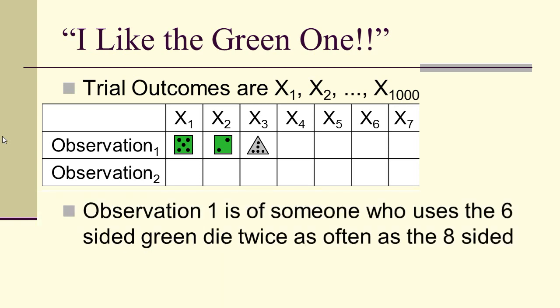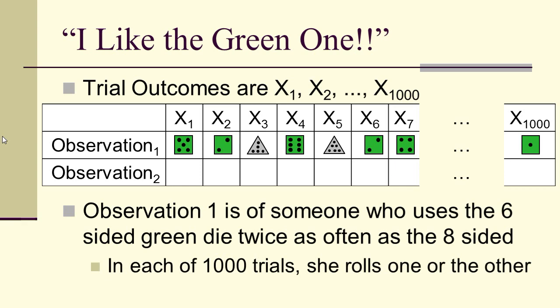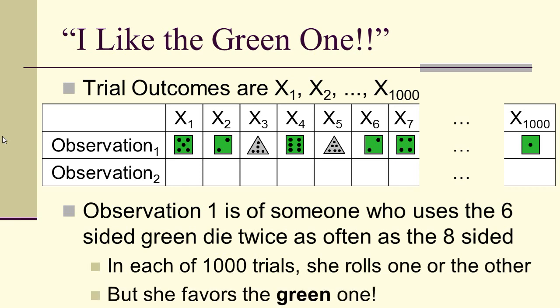So this means the first person uses the 6-sided green die twice as often as the 8-sided. But we've got to figure out that for ourselves. All we see are the numbers, not the colors of the dice that they used. So if we're doing this for 1,000 trials, she likes the green one. So that means that in this 1,000 trials, the green one shows up at least twice as often.